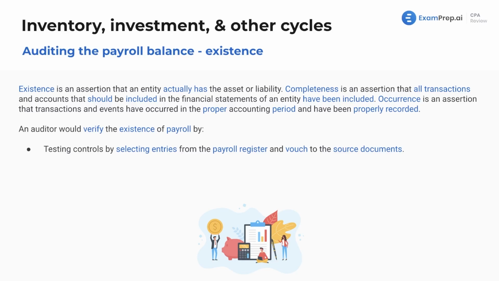Existence for payroll. How do we prove the existence? Well, we could test controls by selecting entries from the payroll register and vouching them to source documents. We're selecting entries from the register, bringing them over to the source documents, making sure that we find someone who is supposedly being paid, and then look for their actual paycheck. That would be something to look out for.